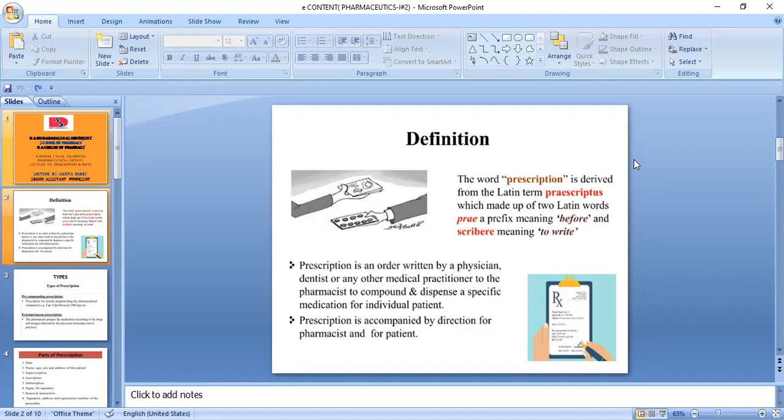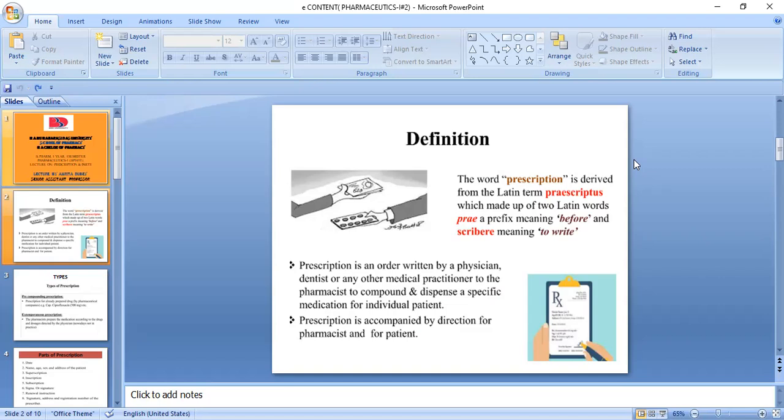So, a prescription is given by a registered medical practitioner who should have a proper registration or medical certification number, on a registered prescription blank, which is a legal document. In that legal document, the information of the prescriber should be mentioned, and only that blank is allowed for the prescription. So, a prescription is an order issued by a physician, dentist, or any other medical practitioner to the pharmacy to compound and dispense a specific medication for an individual patient.